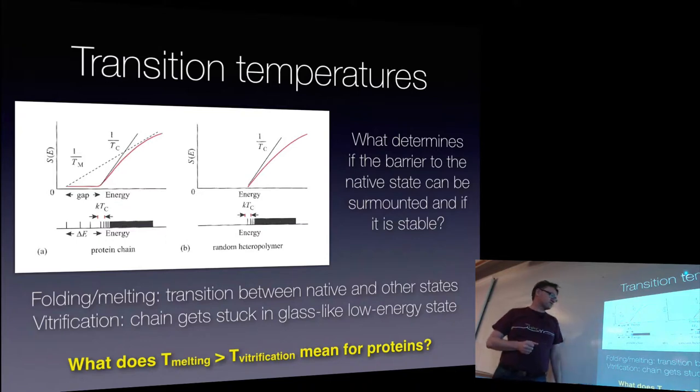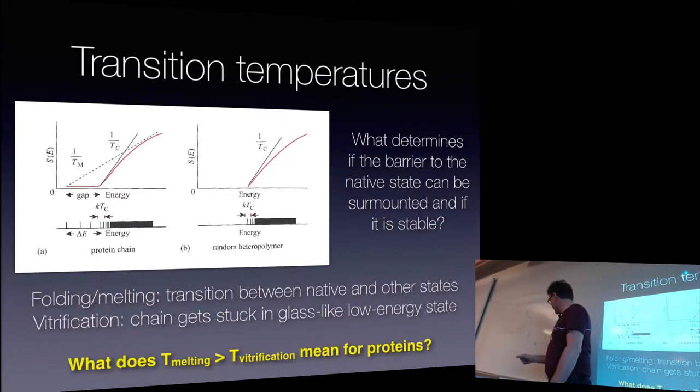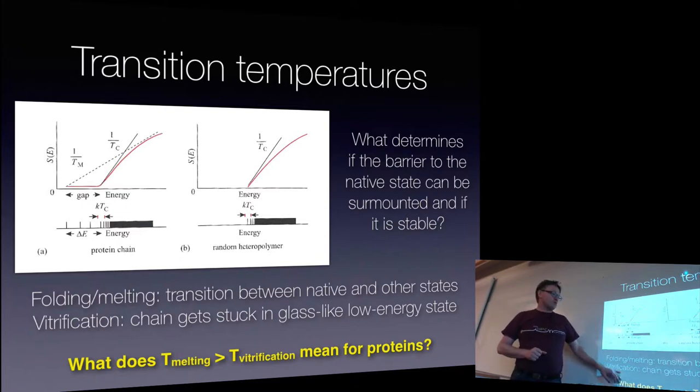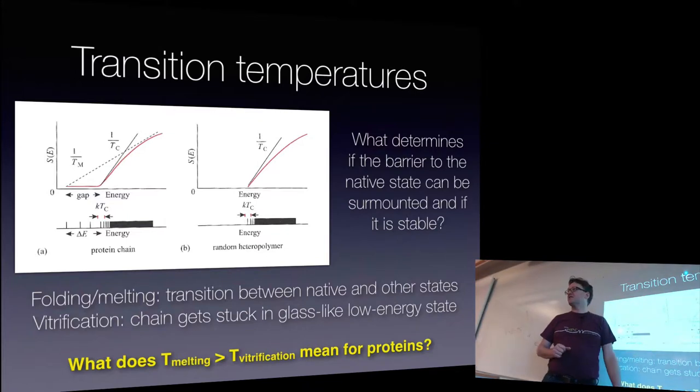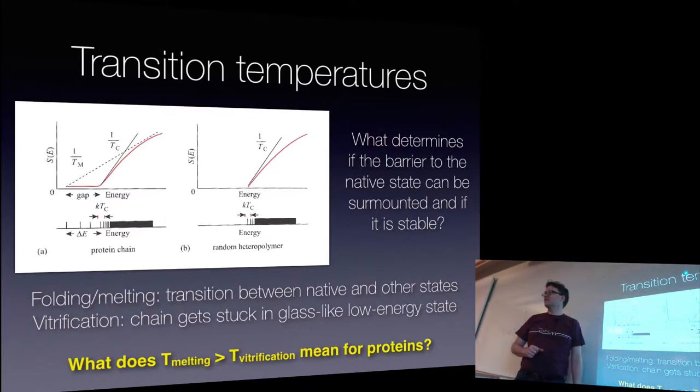But what we do know is that the folding process in general has to do with the transition between some sort of molten globule and the native state. Vitrification in general, all types of random polymers will move down, but they might get stuck. They will simply stop moving. While the ones that form proteins, they form proteins because under the right conditions, they can jump to this lowest energy state. And it's well defined, and then we will stay there.